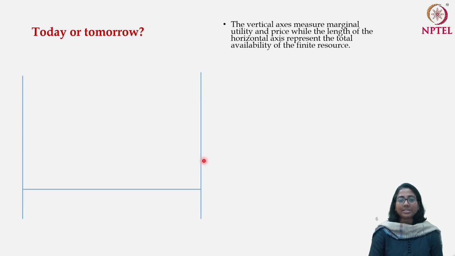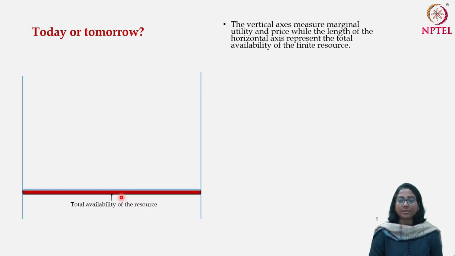So these two vertical axes are going to measure the marginal utility. On the left hand side vertical axis, we will measure the utility derived from the present consumption, and on the right hand side, we are going to plot the utility that is derived from future consumption. The length of the horizontal line represents the amount of resource that is available. So remember, this is not actually the reserve, but the total amount of resource that is available in case of these depletable resources. Or you can say this is the total stock of the resource. So this is this length.